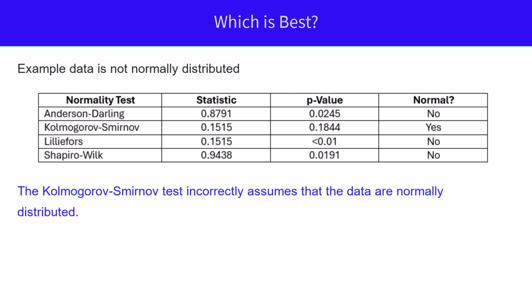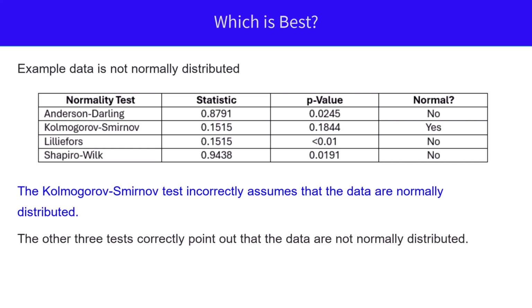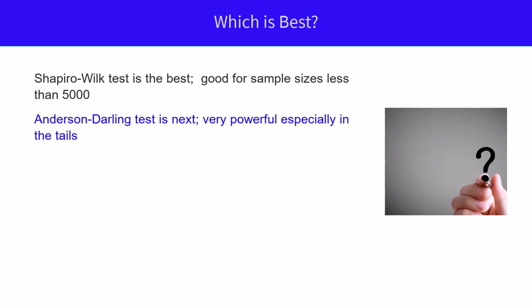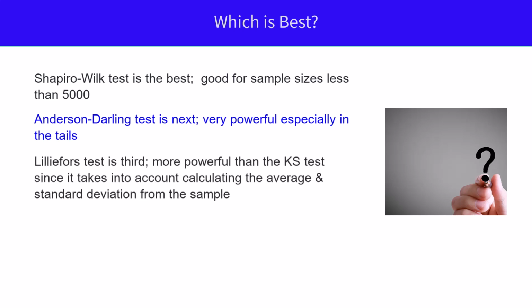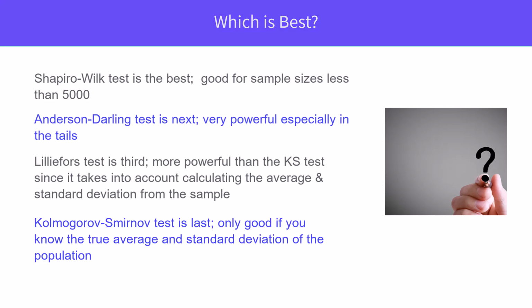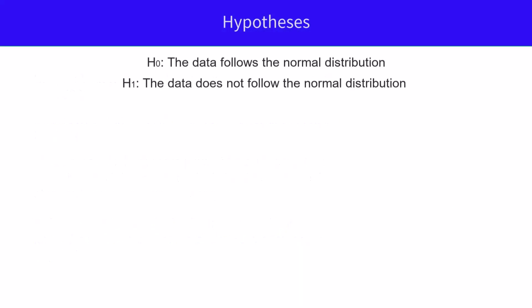You can say 3 of the tests say it's not normal, while 1 does say it's normal. The KS test incorrectly assumes that the data are normally distributed, while the other 3 point out the data are not normally distributed. So which one's best? We're going to show you Shapiro-Wilk's test is the best. It's good for sample sizes less than 5,000. Anderson-Darling's next, very powerful, especially in the tails. Lilliefors is third. It's more powerful than the KS test. It takes into account the average and standard deviation from the sample, where the KS test assumes it's the true average and standard deviation of the population, which you don't usually know.